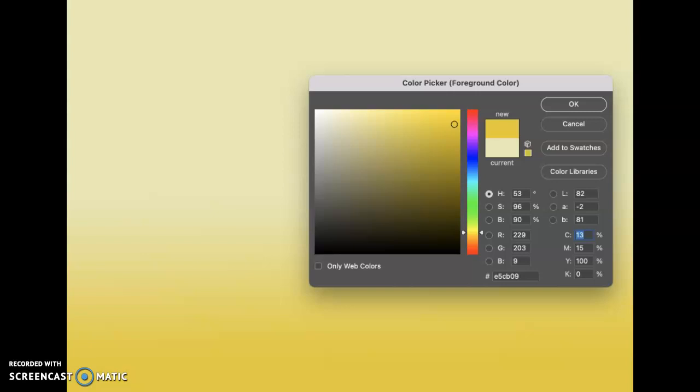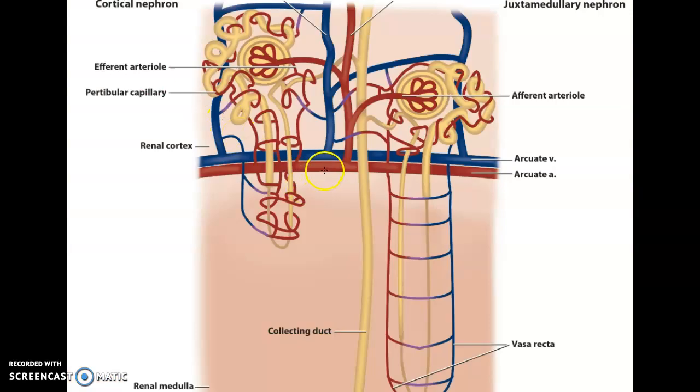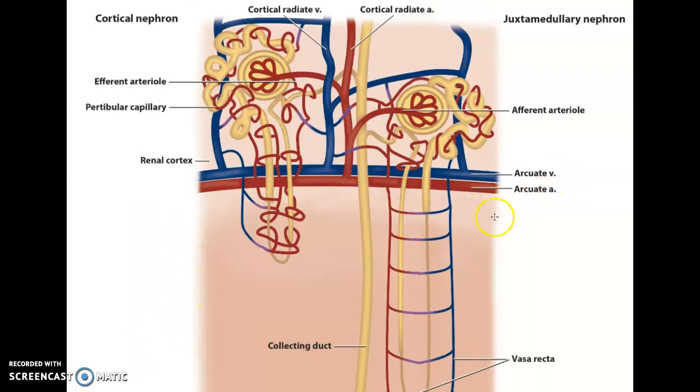Again, you're the expert. I don't know how to do this, you do. And just have a gradient. The most important thing is the gradient starting to get darker starts here where this arcuate artery is. So I'm not completely sure why they did this, but I'd like to match this thin portion of the nephron loop with the thick portion.